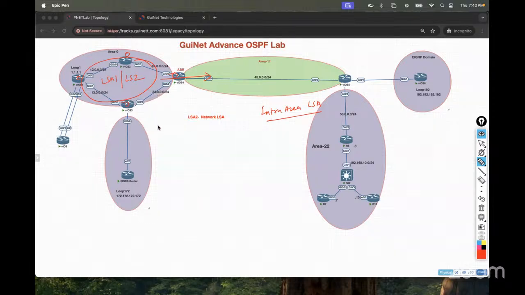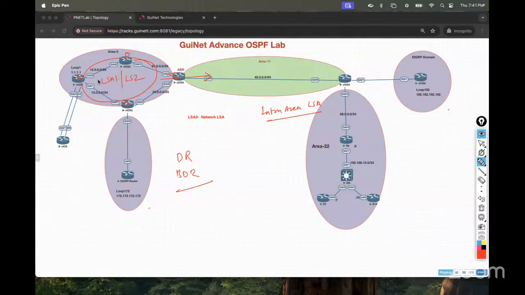But who is going to generate the LSA2? There are two special routers within the area that are known as the DR and BDR, right? So when we have the multi-access network and the DR BDR concept, the DR router is going to generate the LSA2. Initially the DR is going to generate the LSA2. If the DR goes down, then the BDR is going to become the DR, and it is going to generate the LSA2 as well. So that's why we have the DR and BDR.